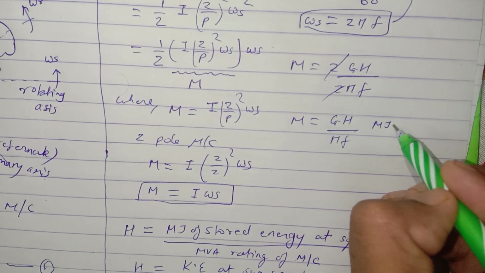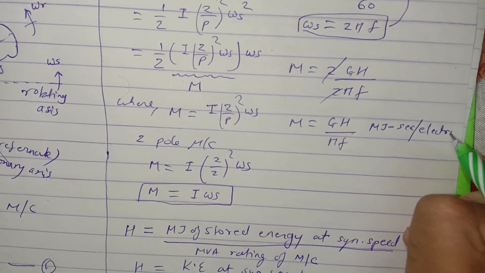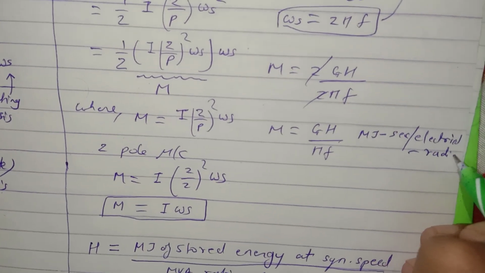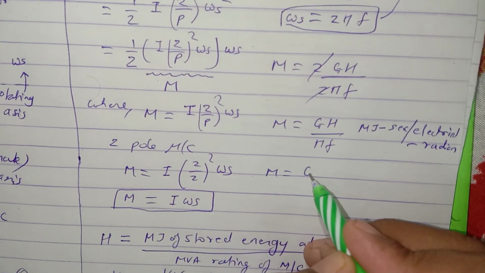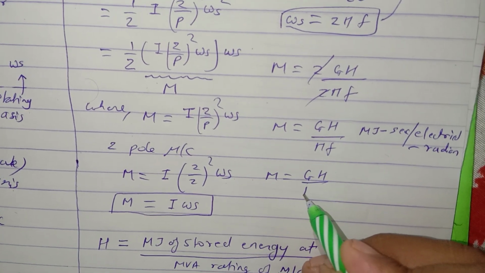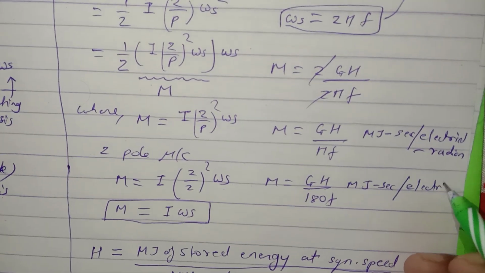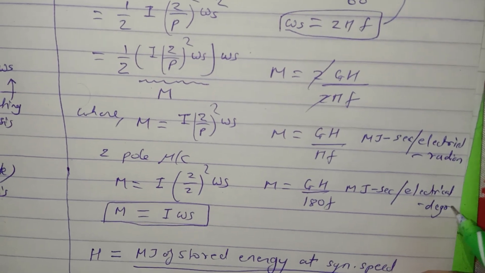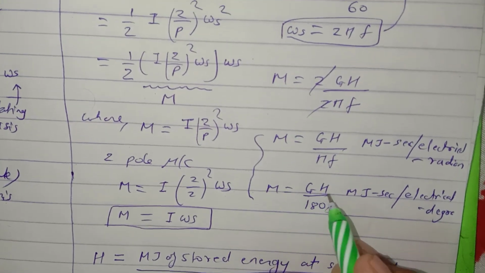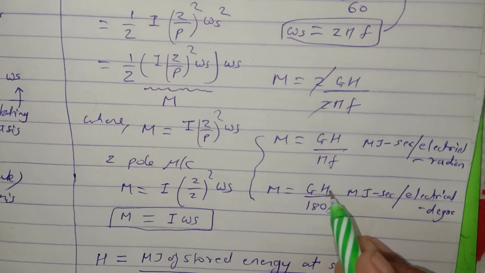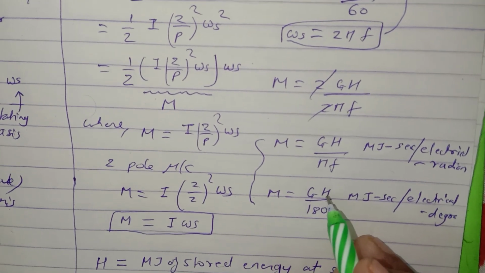The unit of this M is megajoule second per electrical radian. And if we want this value in degrees, then we can write M equal to GH by 180 f, and the unit is megajoule second per electrical degree. So these two equations give us the relation between M and H, where M and H are both inertia constants.